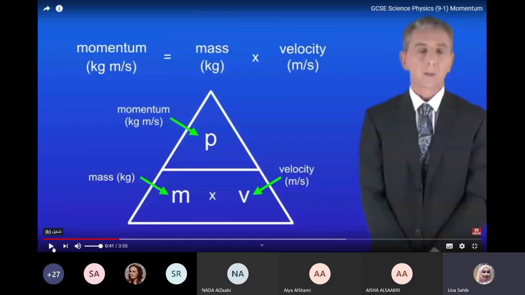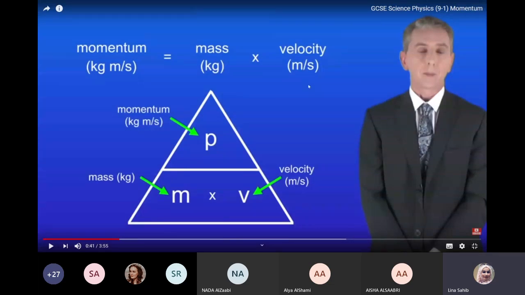Now can you open your notebook? We need to write the lesson name, momentum and impulse, and the formula of the momentum. Momentum is equal to the mass, measured in kilogram, multiplied by the velocity, measured in meter per second. So the momentum, which is P, equals mass multiplied by velocity.